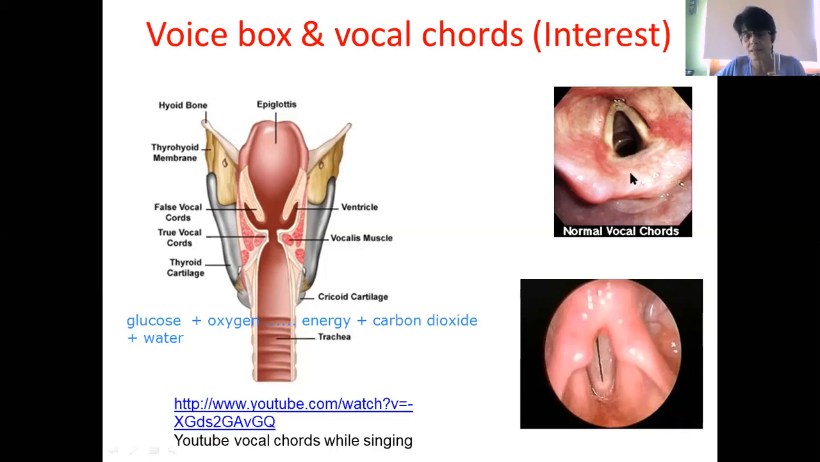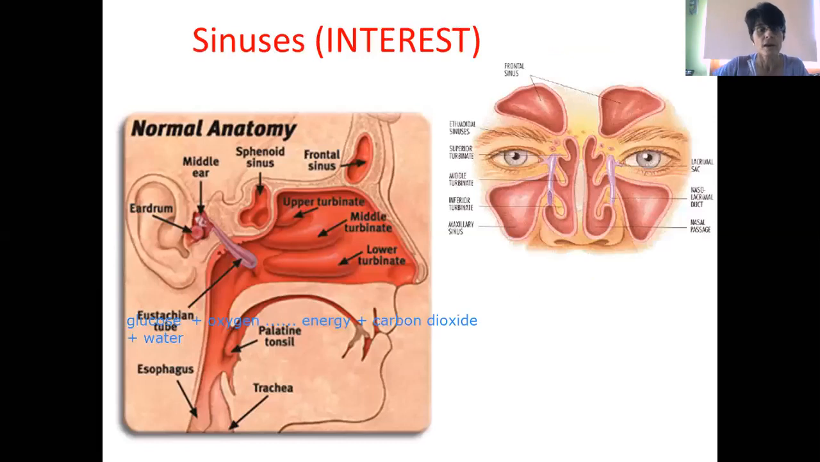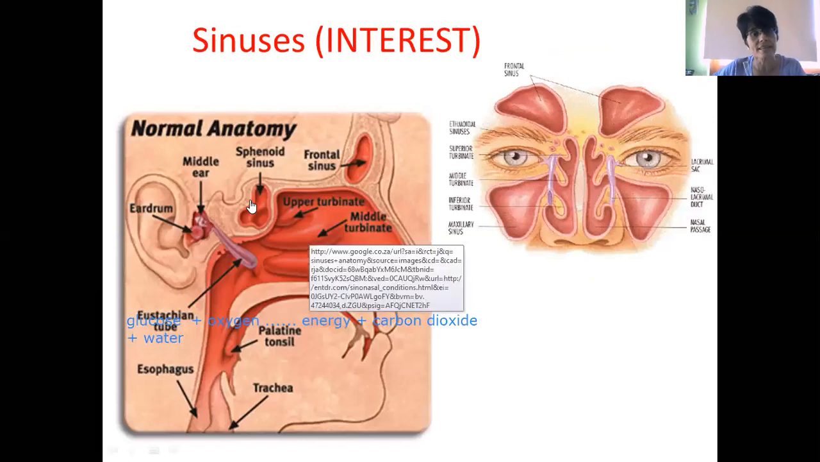Now this funny big thing over here, that's actually the epiglottis. It's going to close off the top of the trachea when you swallow food, because you don't want the food to go down the trachea. So that epiglottis closes off the trachea when you swallow food. And there's just another diagram to show these are all the sinuses in your skull.